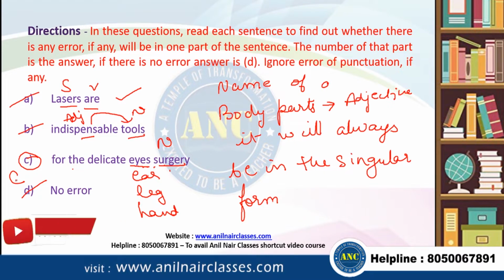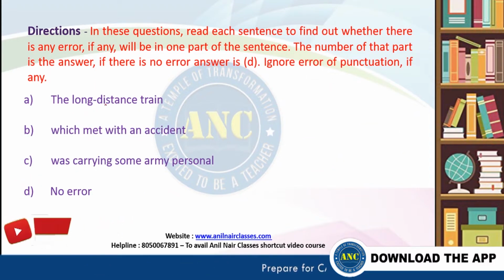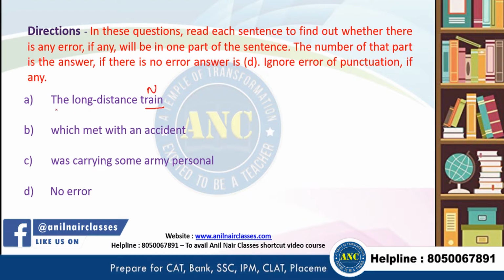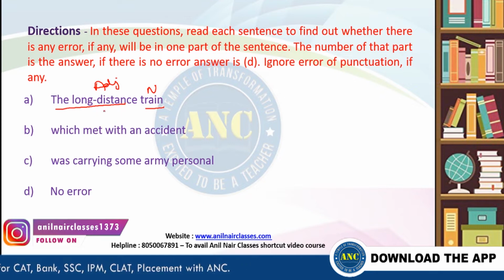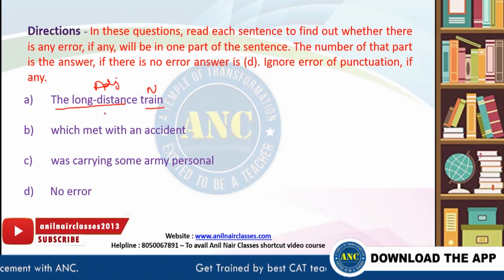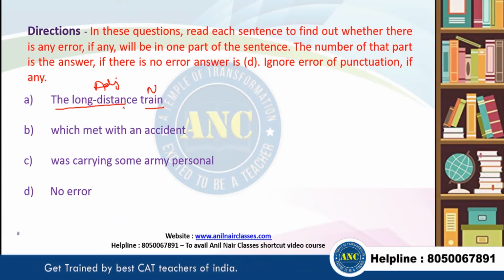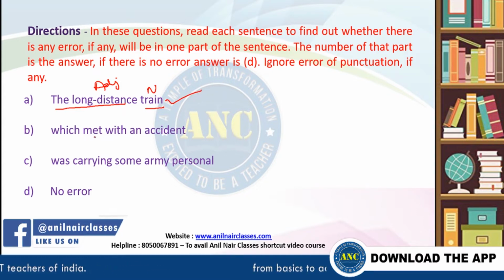Clear? Let's move to the next question. Very good. Now, the next question. The long distance train. So, train is a noun. What kind of a train? It's the long distance. Adjective. Right? Remember there is one rule we discussed, that hyphenated nouns will always be in their singular form. Now here distance is there, it is in the singular form. Unit is in the singular form. That is perfectly fine. Rule is applied.